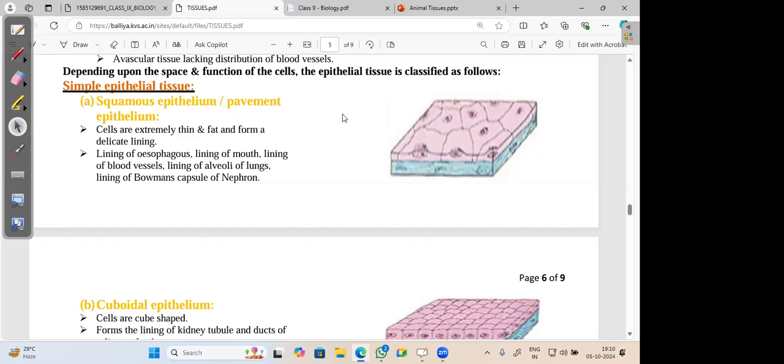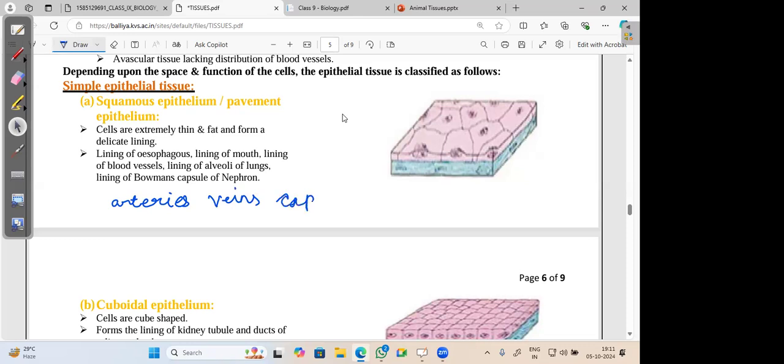Okay. Harshit, can you tell what are the different types of blood vessels that we have? Sir, veins and, I don't remember the other name, but we also have capillaries. Yes, so it is arteries, veins, and capillaries.